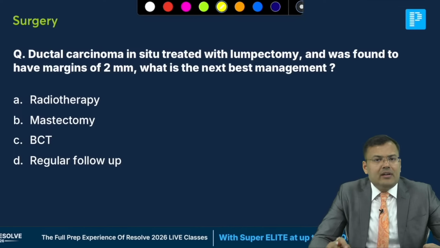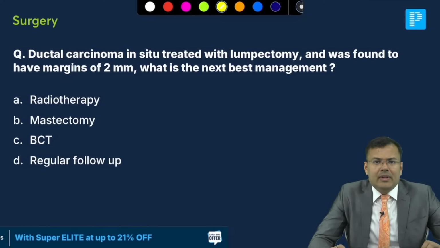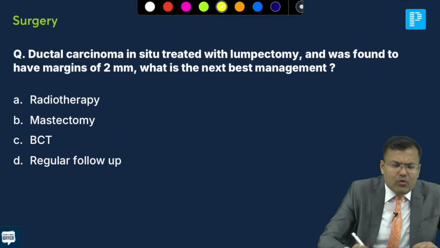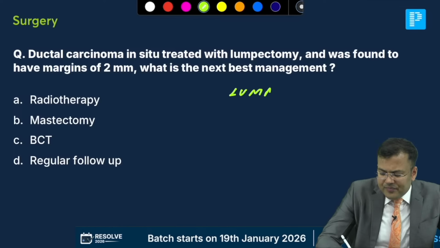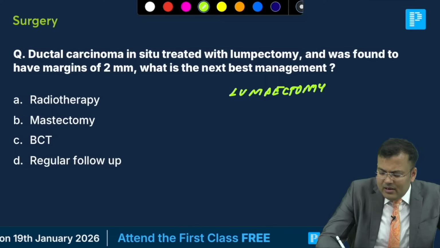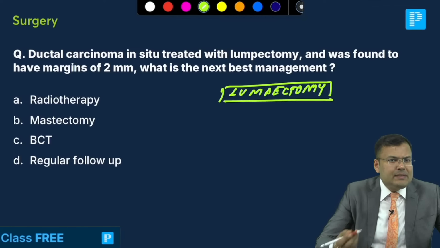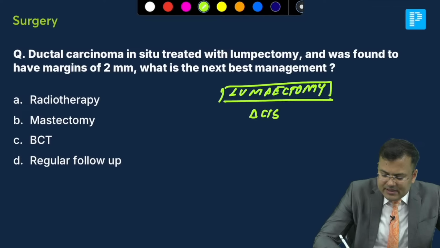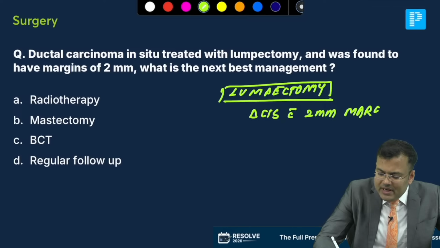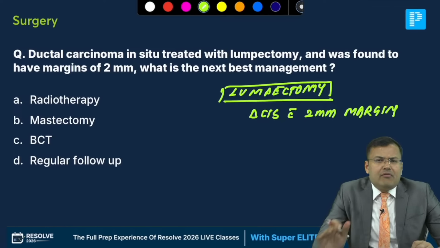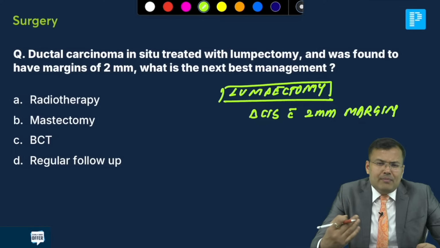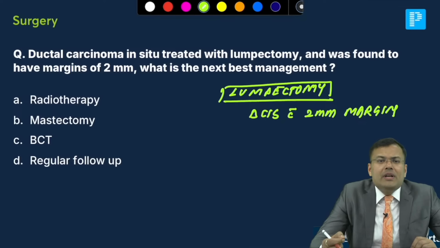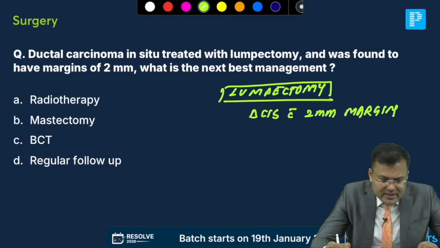Okay, next question. Ductal carcinoma in situ treated with lumpectomy and was found to have margins of 2 cm. What was the language? Some students were telling that, sir, lumpectomy was done. Patient was having a breast lump. Lumpectomy was done. When the specimen was sent to the pathology department, it was DCIS with a 2 millimeter margin. Roughly for wide local excision, how much margin do we take? Yes guys, 1 centimeter. And whenever you are going for breast conservation surgery, how much margin are you going to take? 1 millimeter, right?